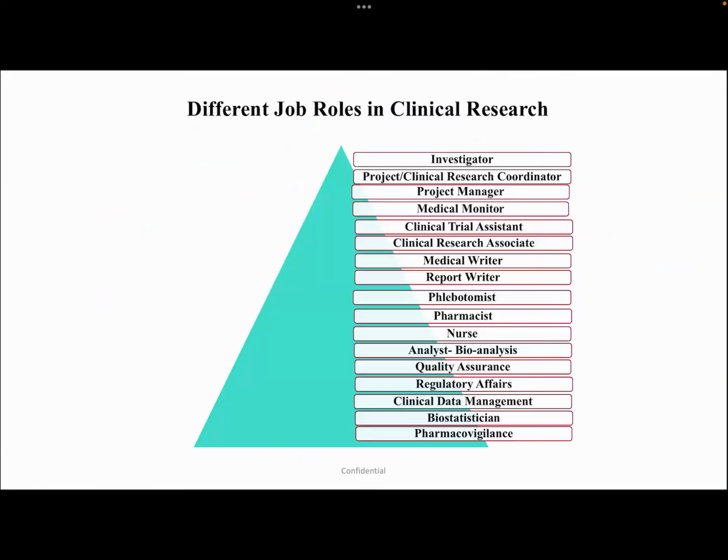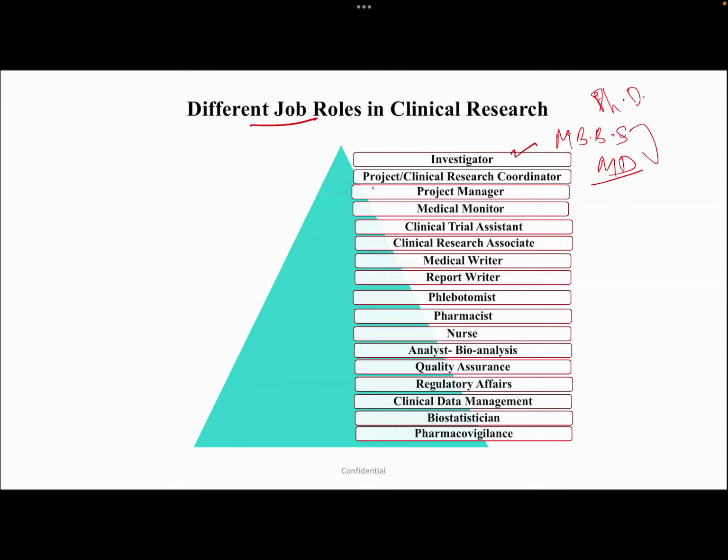So, different job roles in clinical research. You can also be an investigator. Mostly doctors, like MBBS, not even MBBS, MD. In India, that is a trend. But even if you are a PhD, you can be an investigator. But the condition is that you should have a physician on board. You should have other doctors in your team who can take a medical decision.